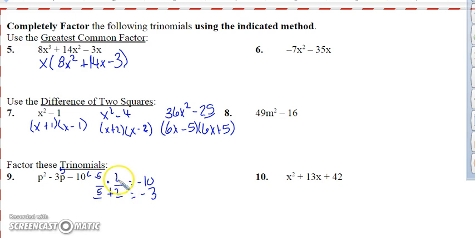One of them needs to be negative, because 5 plus 2 is 7, not negative 3. But if we made 5 negative, then negative 5 times 2 gives us negative 10, and negative 5 plus 2 gives us negative 3. So your solution is p minus 5 and p plus 2. Okay, that's it. There's C, there's B: factors of C that add to B. You may want to write that phrase down so you won't forget it.